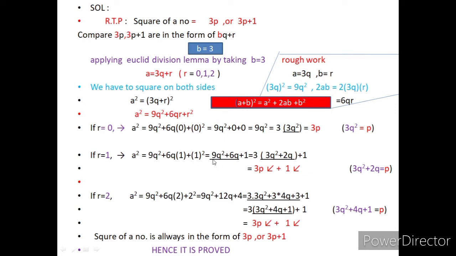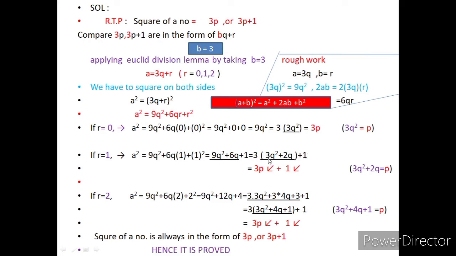Thereafter, 9 is divisible by 3 and 6 is also divisible by 3. Here 1 is not divisible by 3. So these two terms are divisible by 3. You see the underlined terms are divisible by 3. Therefore, I will take 3 as a common factor. Here you get 3q², here 2q. Isn't it? If you multiply these two terms with this 3, you will get these two terms. Then you write down plus 1 as it is.